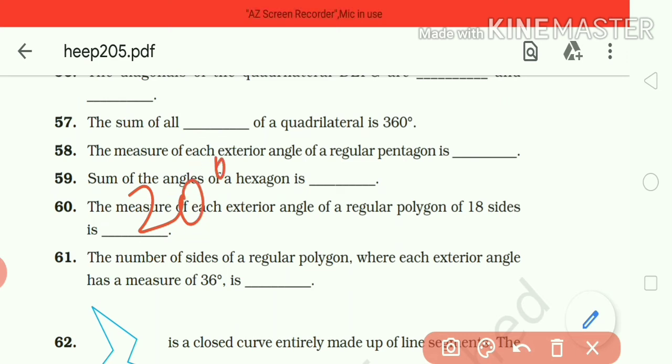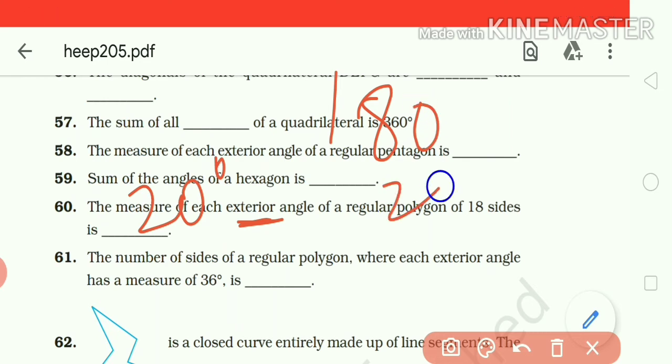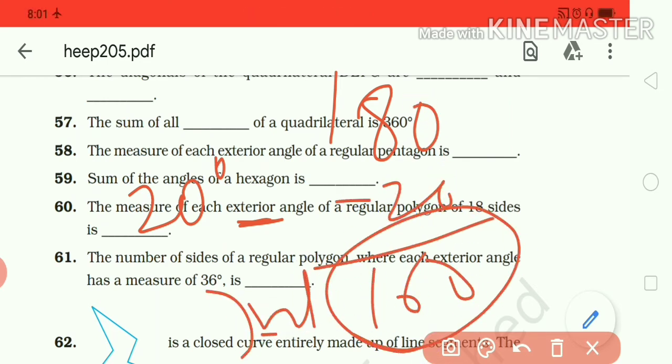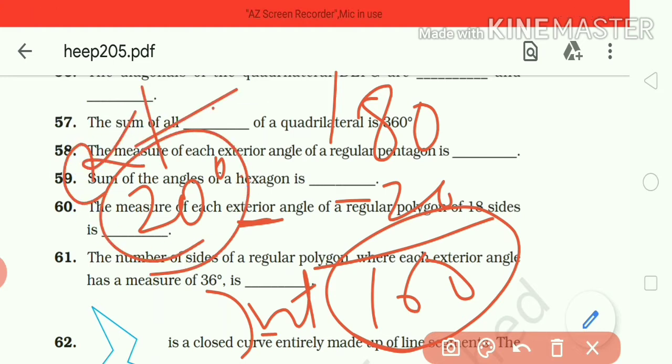If you are asked interior angle instead of exterior, just find 180 minus 20. This will be the interior angle, right? This is interior and this is exterior. You are asked exterior, so your answer is 20 degrees.